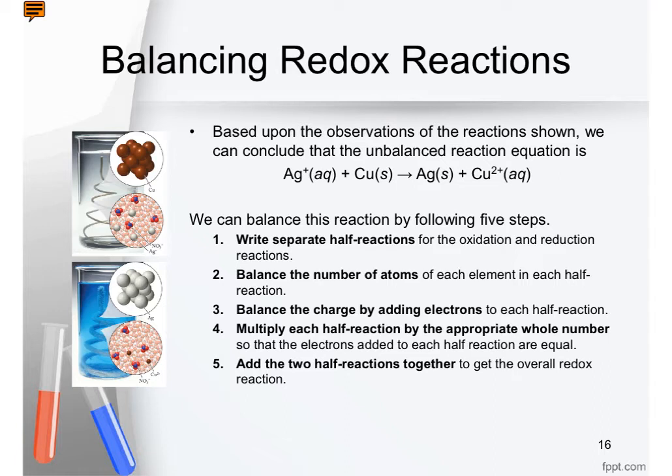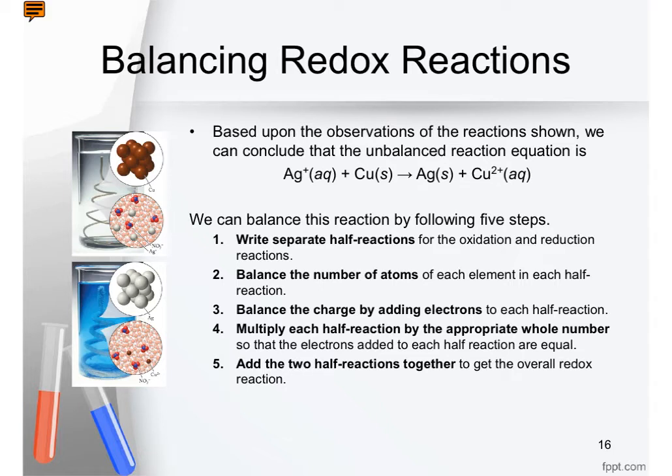And because electrons are being transferred in a redox reaction, you want to make sure that the number of electrons given up by one element are the same number of electrons that are received or accepted by another. So let me present the rules that you follow in balancing a redox reaction, and then we'll do an example.